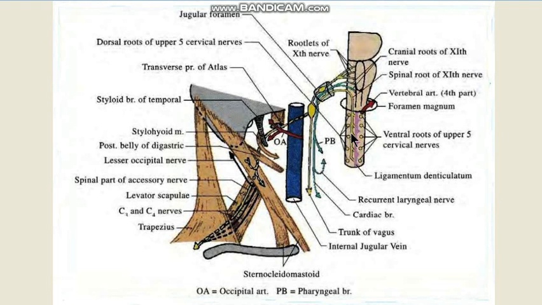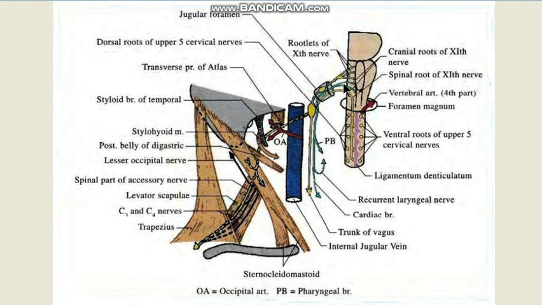The spinal part of the accessory arises alongside the spinal cord between the ventral and dorsal roots. It enters the foramen magnum behind what we call the ligamentum denticulatum, which is a process of the pia mater, and once it is inside the foramen magnum, it passes laterally towards the jugular foramen.